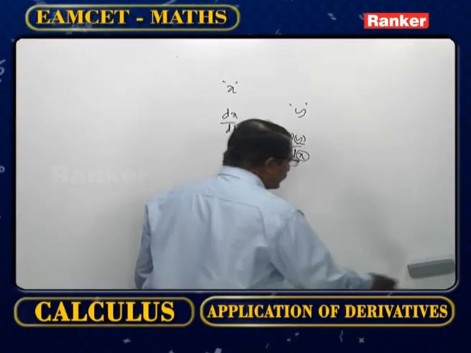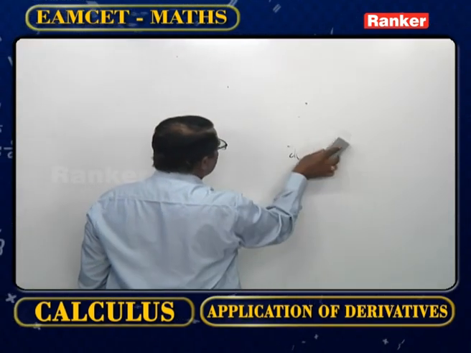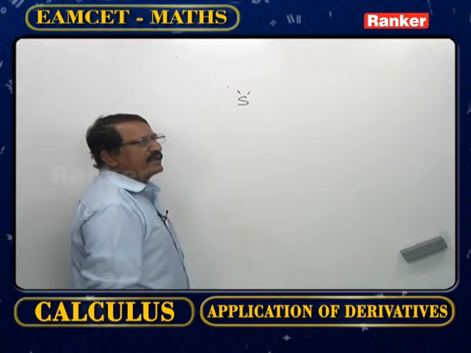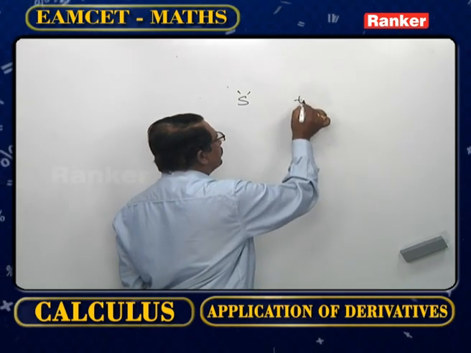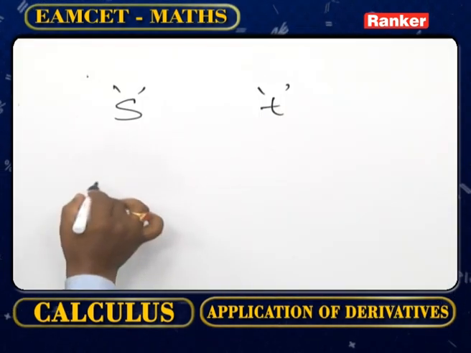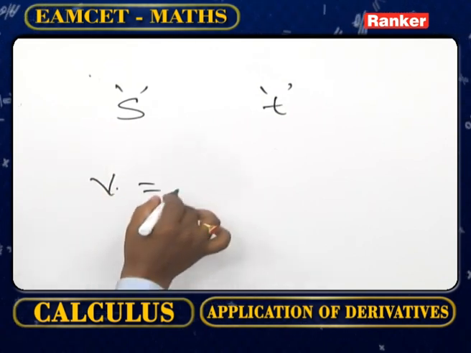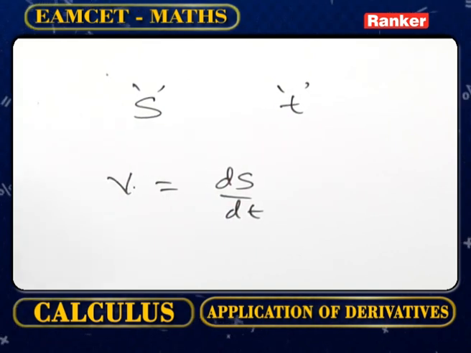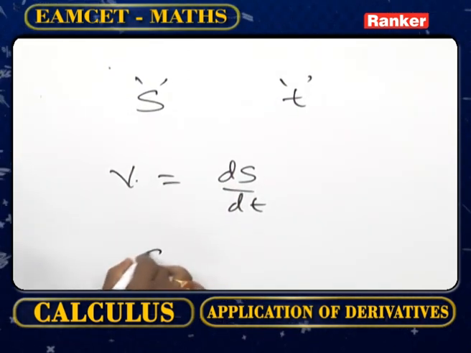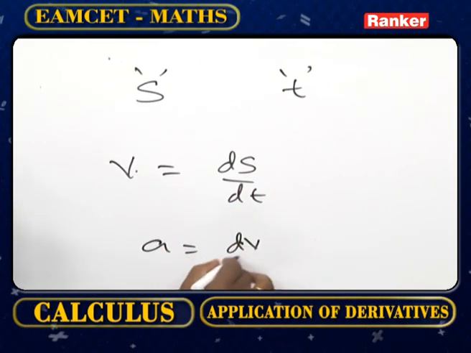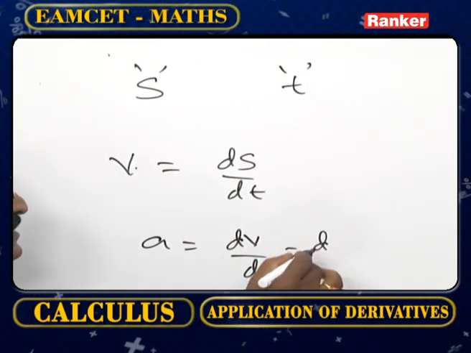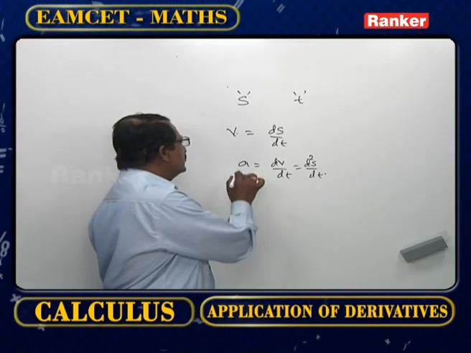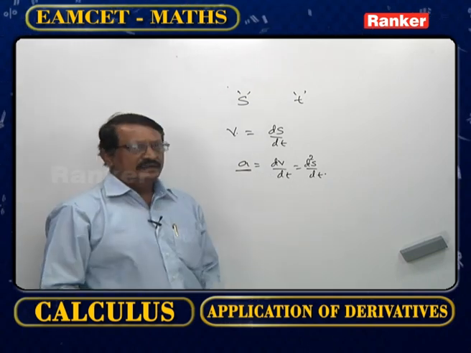Now, suppose a particle travels a distance s in time t. The velocity of the particle v equals ds by dt. Similarly, acceleration a equals dv by dt or d square s by dt square, which is the acceleration of the particle.